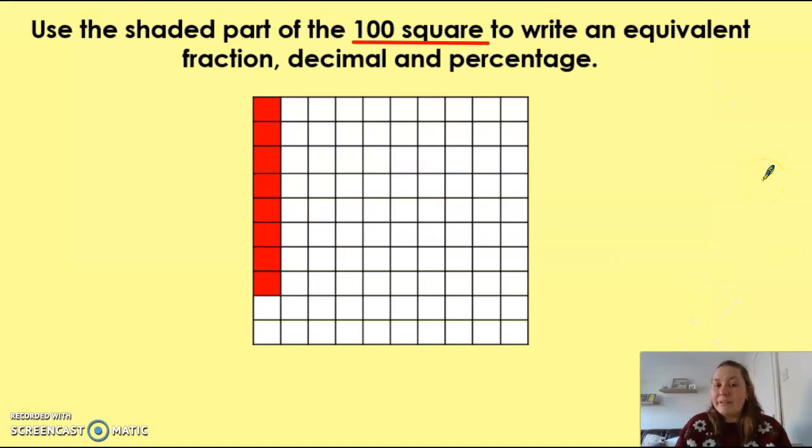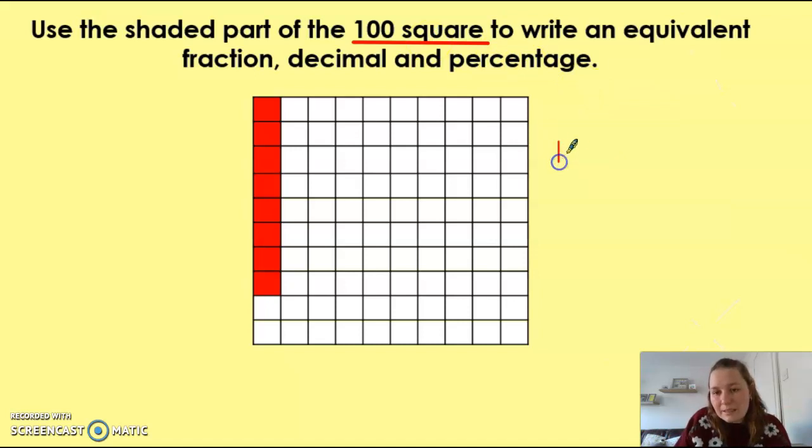So we've got another 100 square. Okay, and we're going to write an equivalent fraction, decimal and percentage for this 100 square. So the easiest thing to do first will be the fraction, because I know how many squares I've got in my whole and I know how many squares I've got shaded in. So I'm not going to go ahead and count all of these because it's a 100 square. So how many in the whole? 100.